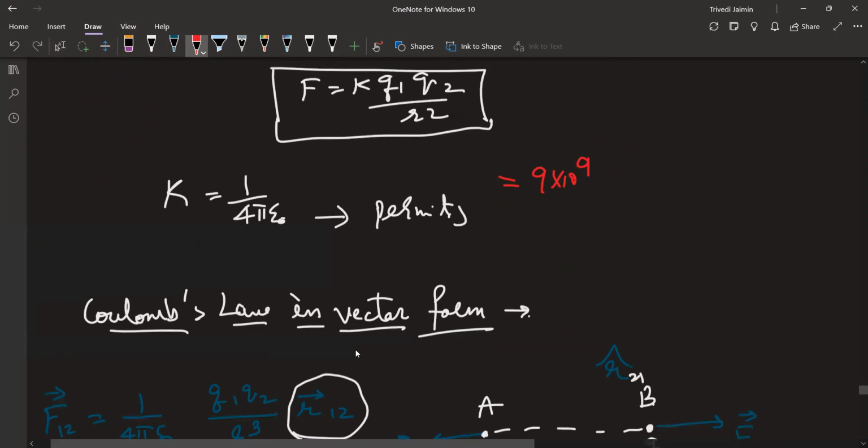What will be the unit of K? Varsha, what's the unit of K? Yes, Jafar, what's the unit of K? Newton meter square upon Coulomb square, I think so. Yes, sir. Very good. Coulomb square.